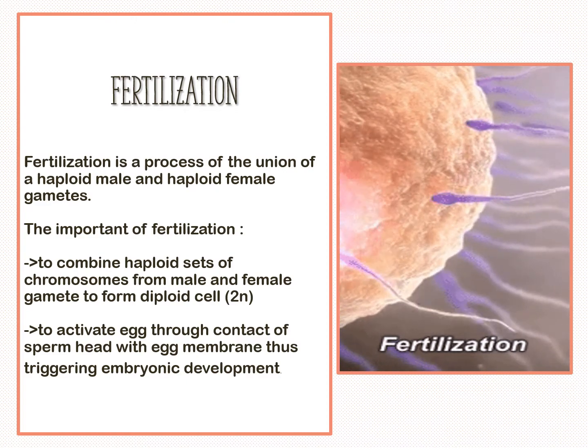Fertilization is a process of the union of haploid male and haploid female gametes. The importance of fertilization is to combine the haploid set of chromosomes from male and female gametes to form a diploid cell, which is 2N. And the second one is to activate the egg through the contact of the sperm head with the egg membrane, thus triggering the embryonic development.